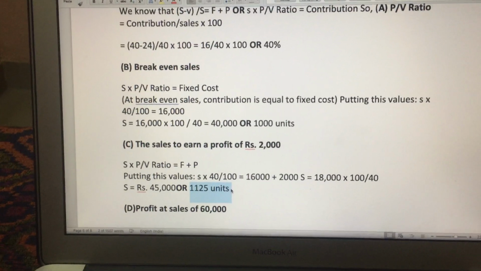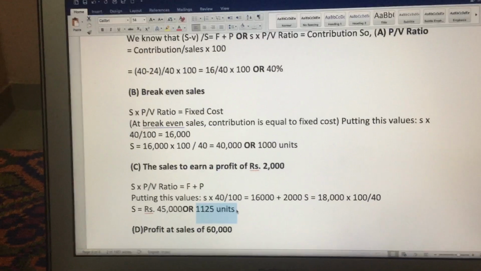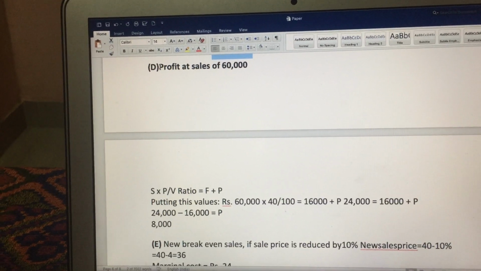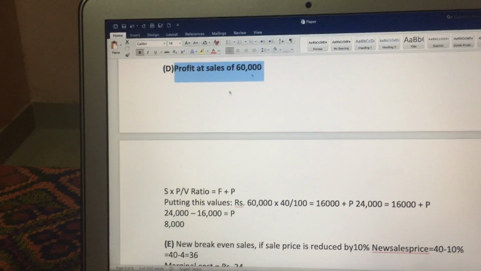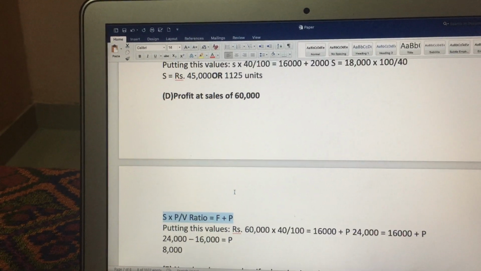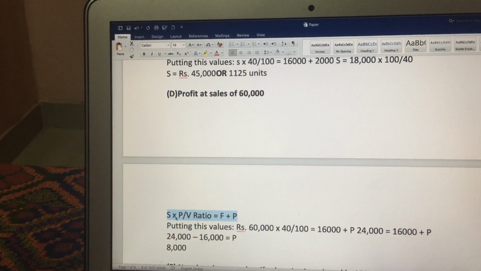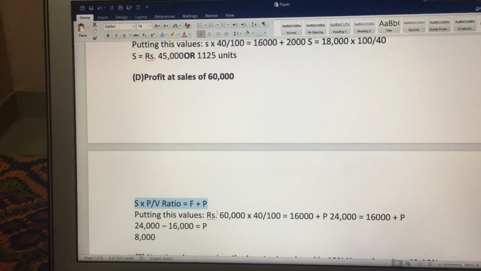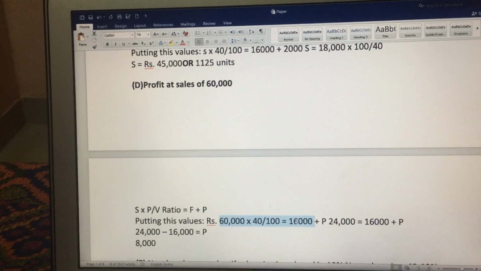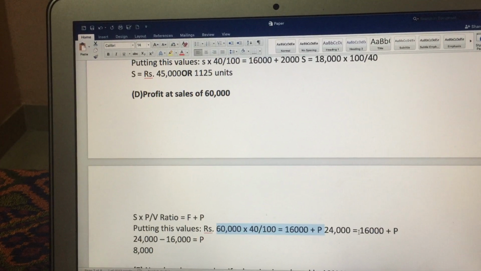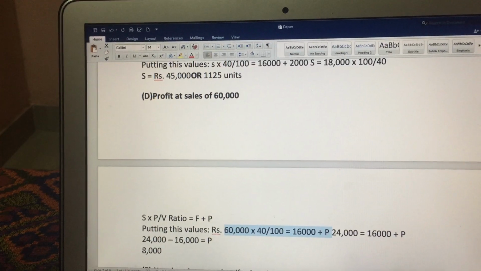So this is the third part where we are required to find out the sales to earn a profit of rupees 2,000. Last part is to find out profit at sales of rupees 60,000. Here again we are using the same formula, sales into PV ratio is equal to fixed cost plus profit. Here we have the sales, we have PV ratio, we have fixed cost but not profit. So putting this value, 60,000 into 40% equals 16,000 plus P, where P is profit. So 24,000 is equal to 16,000 plus P. So P will be 8,000.